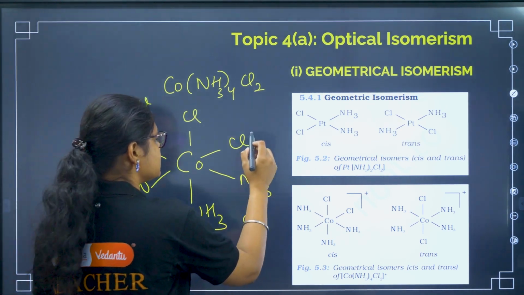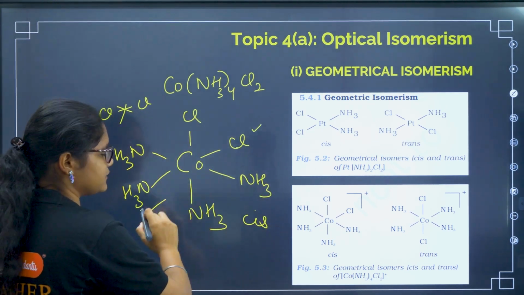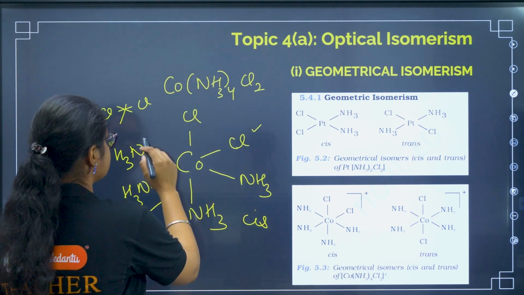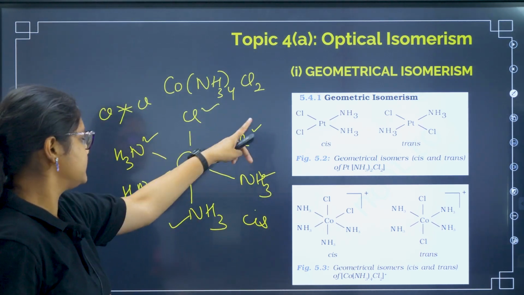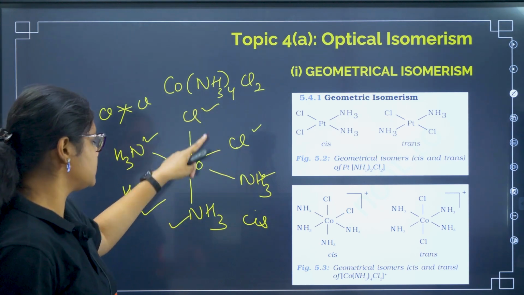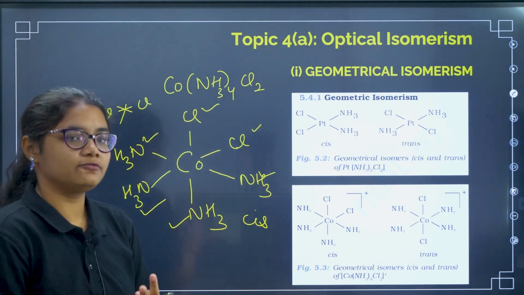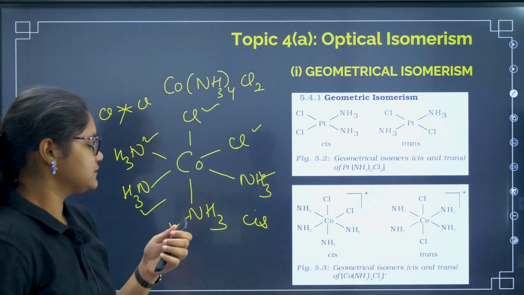So what are the opposite positions? If this chlorine and this position, or this one and this one, or this one and this one, you should not keep two chlorines in these two positions, or these two positions, or these two positions. Apart from that, if you keep any other arrangement, you will get the cis isomer.